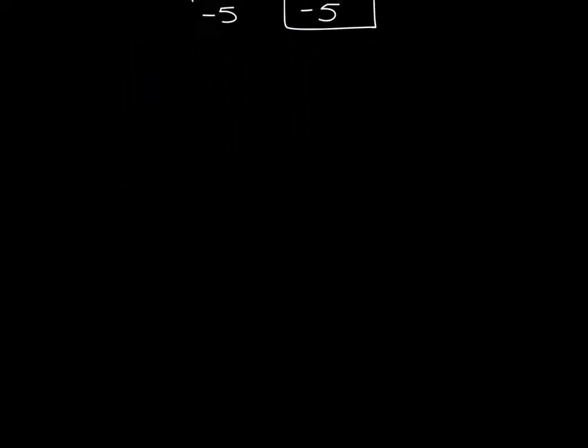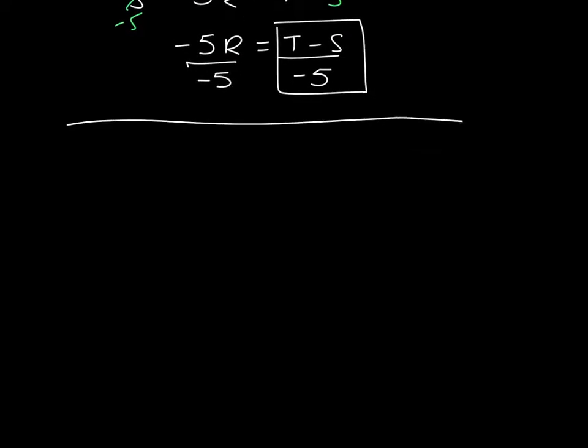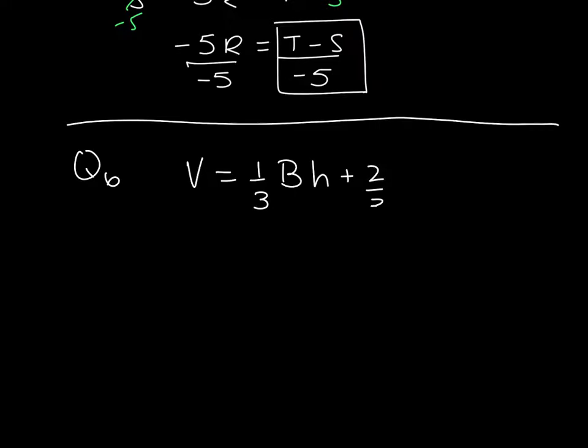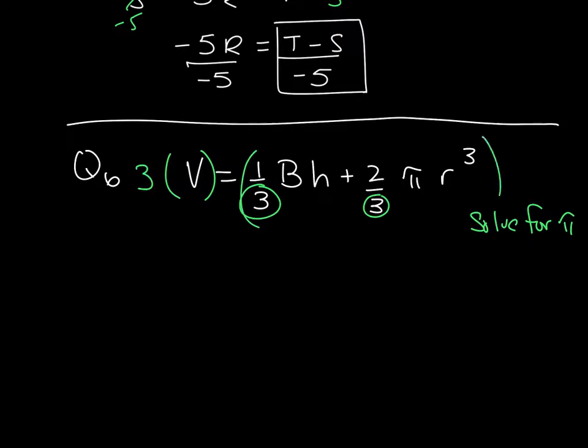Let's try another one like this because I know fractions always require a little bit of extra practice. So this is a volume equation, and the volume is equal to 1/3 BH plus 2/3 pi r to the third. And I want to solve for pi. And again, all I'm looking at is my denominators. The only denominator I have is a 3. So again, I want to multiply 3 times everything in both equations.